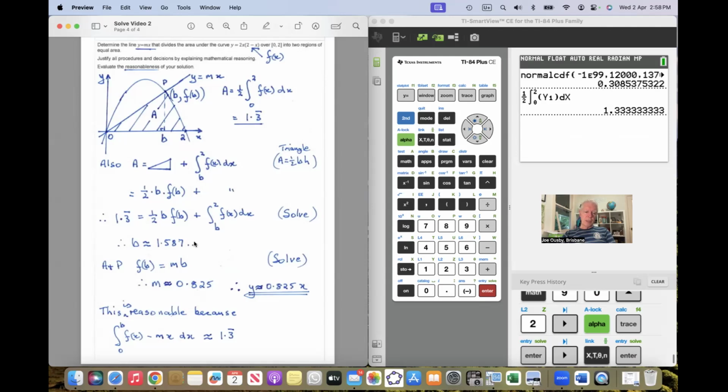That made things very easy because at the point P up here, so I said what P was, at this point here, f of b should equal m times b. And of course, m is the gradient that I'm looking for. And since that's the case, I can solve that, and m is equal to 0.825. That means the equation is y is approximately 0.825x.